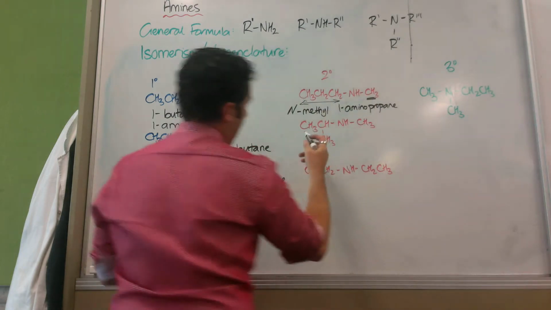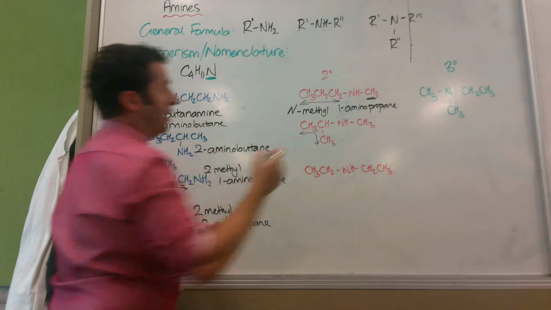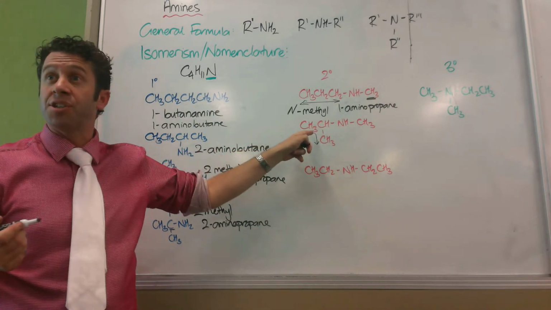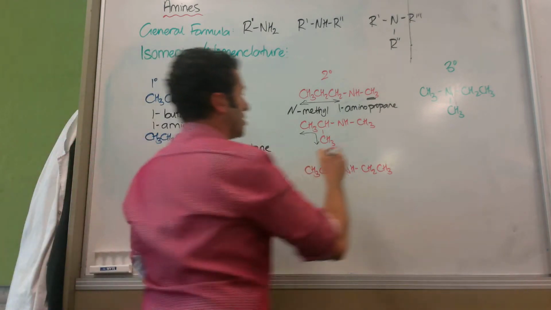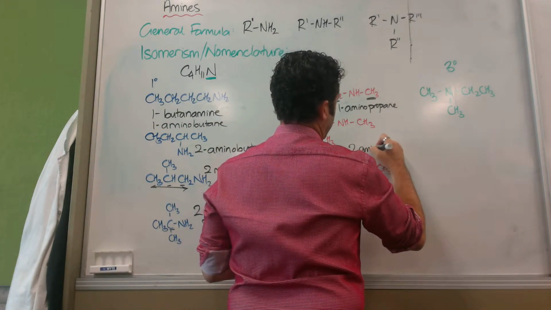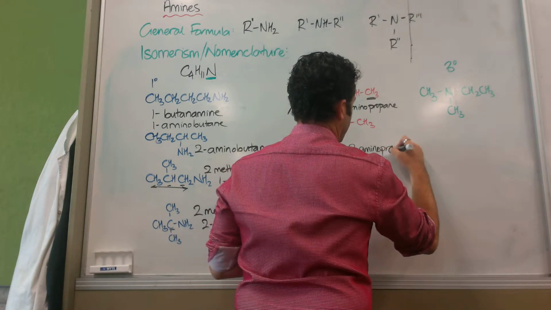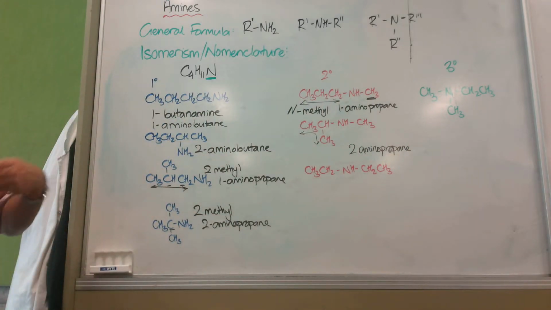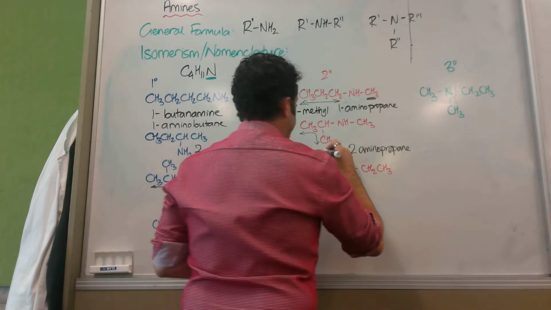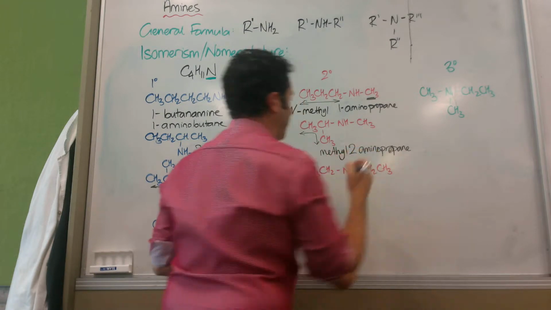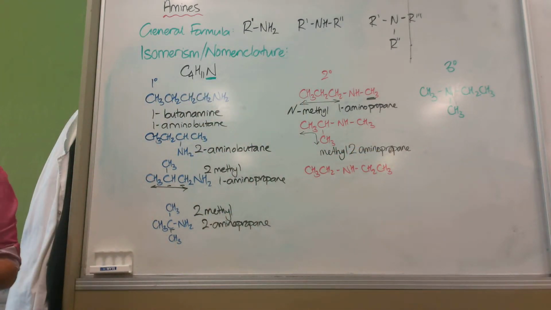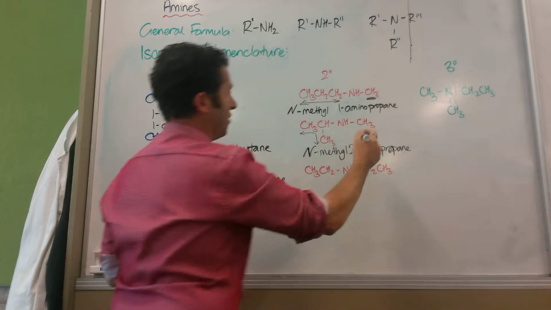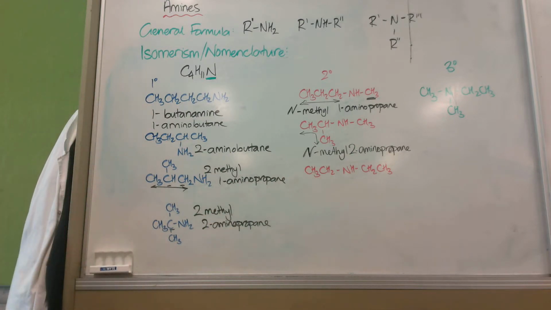If we have a look at it, my longest carbon chain is here. Again, it is aminopropane. But which carbon is it bound to? 2. So it's 2 aminopropane. Let's try that again. Again, it's got a methyl group on it. And that methyl group is bound to the nitrogen. So what do I put at the start of this name? N. Awesome. Okay, N, methyl, 2 aminopropane.